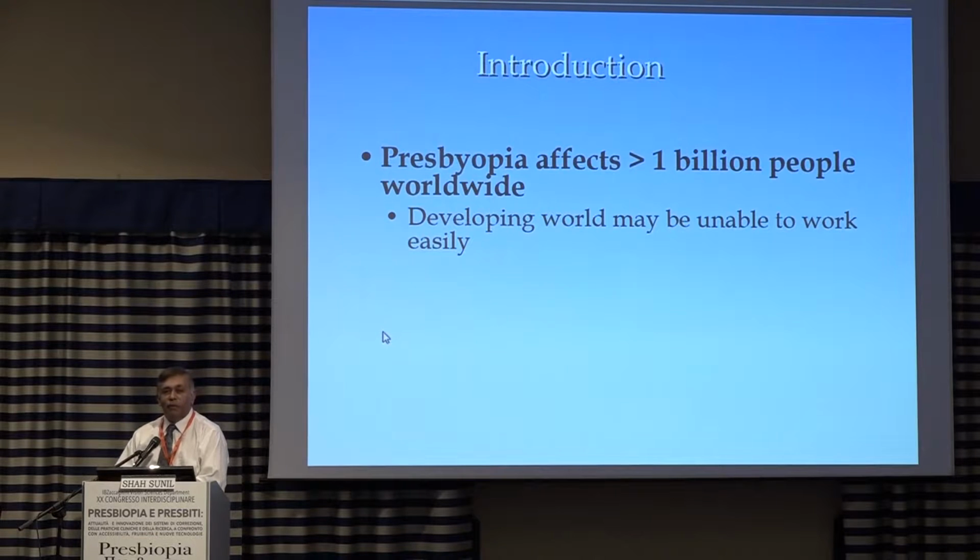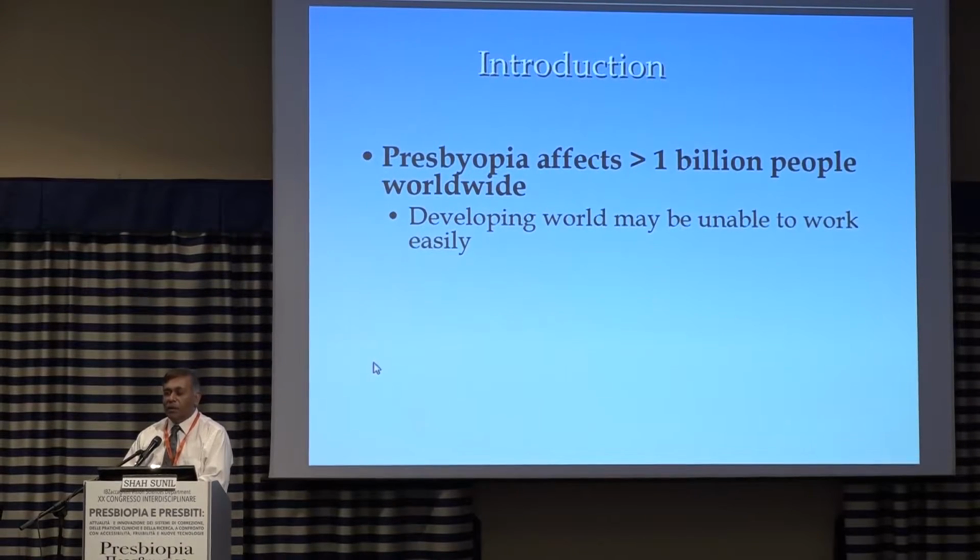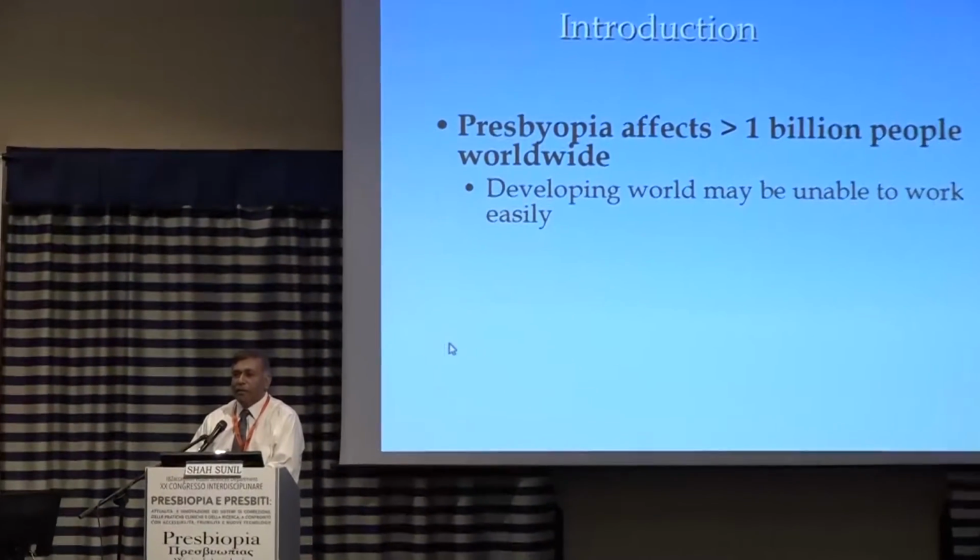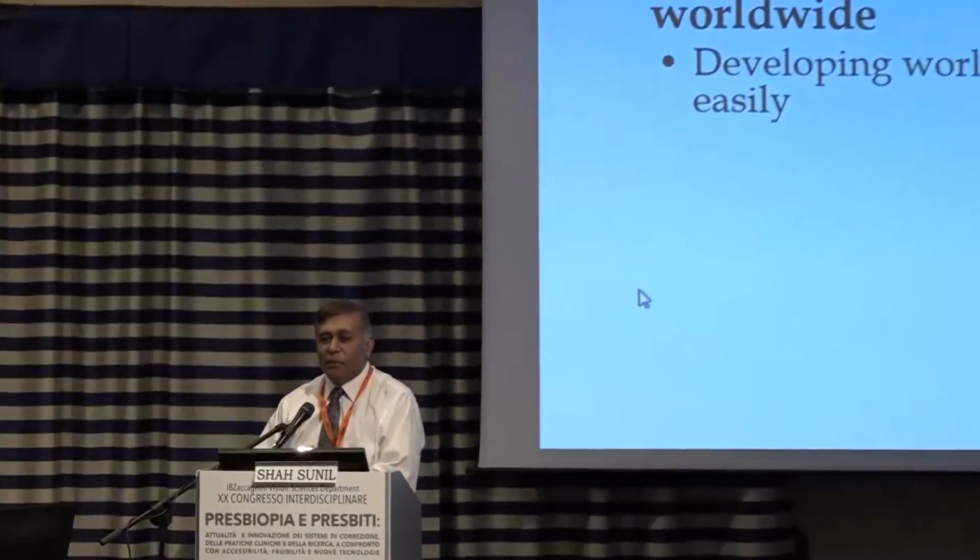So we know presbyopia affects a lot of people. Some studies say more than a billion people, but it's probably more than that. And obviously, in the third world, it's a much bigger problem, because if you can't see for near vision because you can't afford glasses, you can't work sometimes.